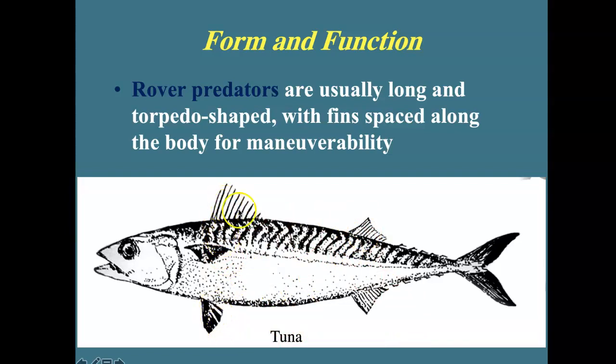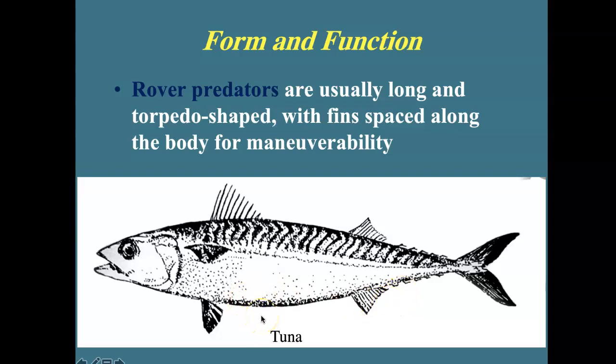So they typically have fins that are spaced out along the body for better maneuverability. Here you can see the first and second dorsal fin are spaced out. They even have finlets in between that second dorsal fin and the caudal fin, as well as the anal fin and the caudal fin. And the finlets, as you can picture, actually help with stability as that fish moves quite rapidly through the water.